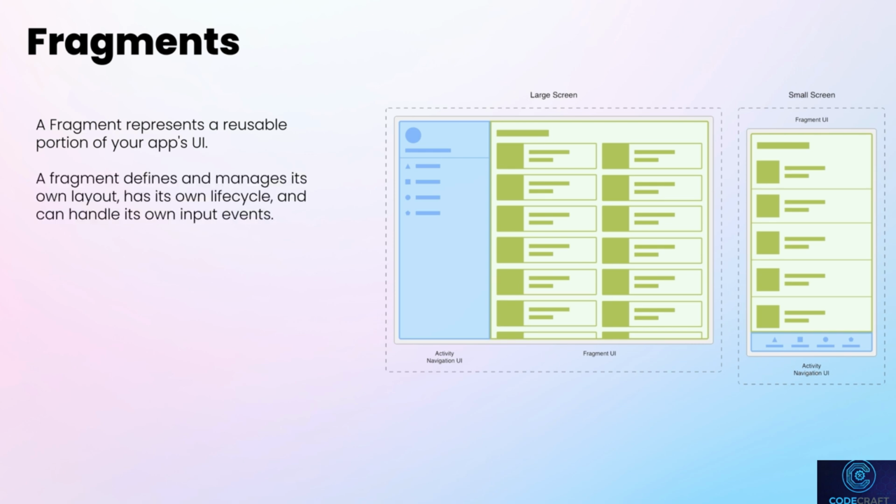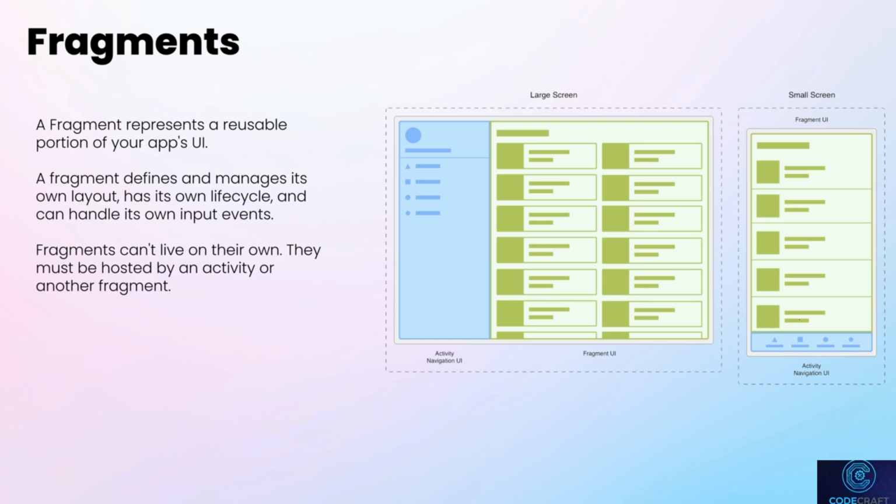A fragment represents a reusable portion of your app's user interface. A fragment defines and manages its own layout, has its own lifecycle, and can handle its own input events. Fragments can't live on their own. They must be hosted by an activity or another fragment.